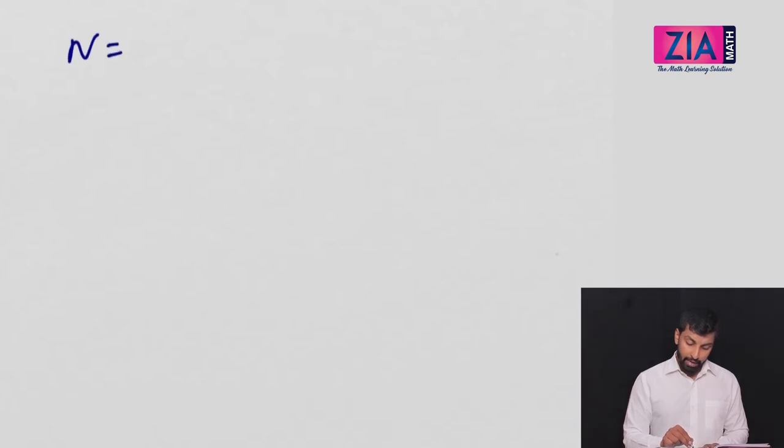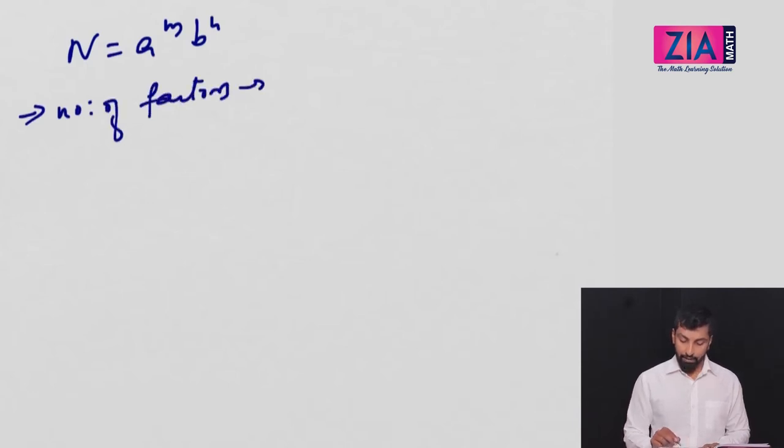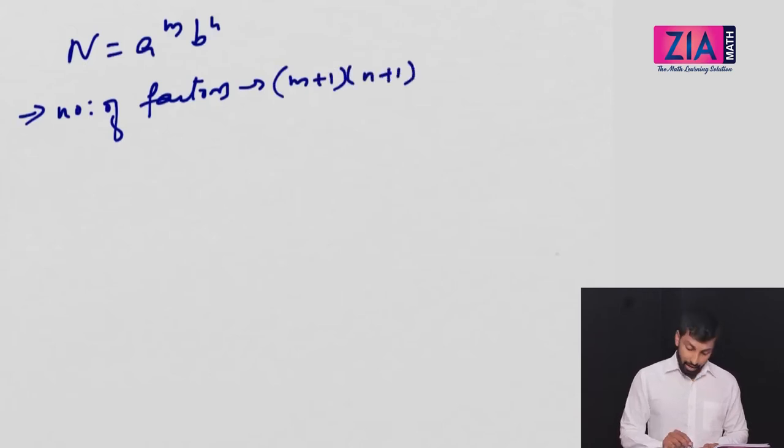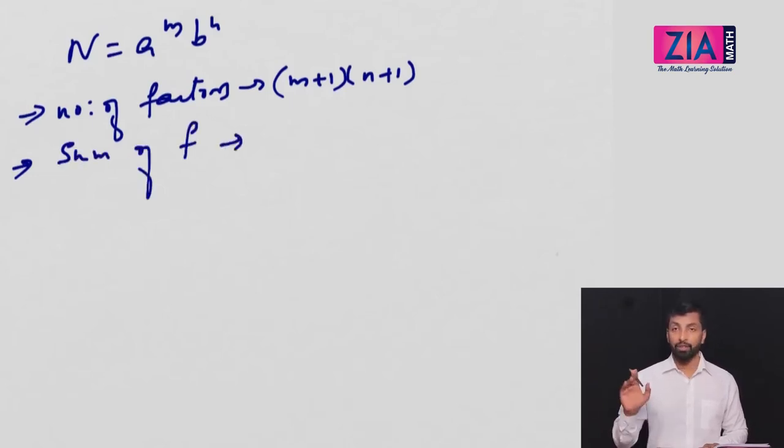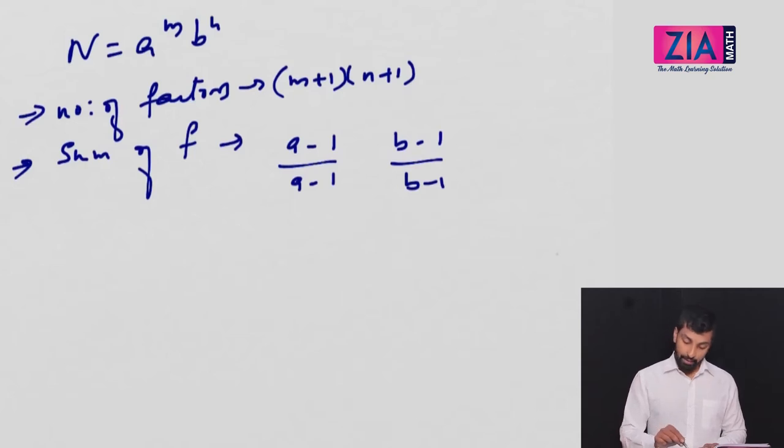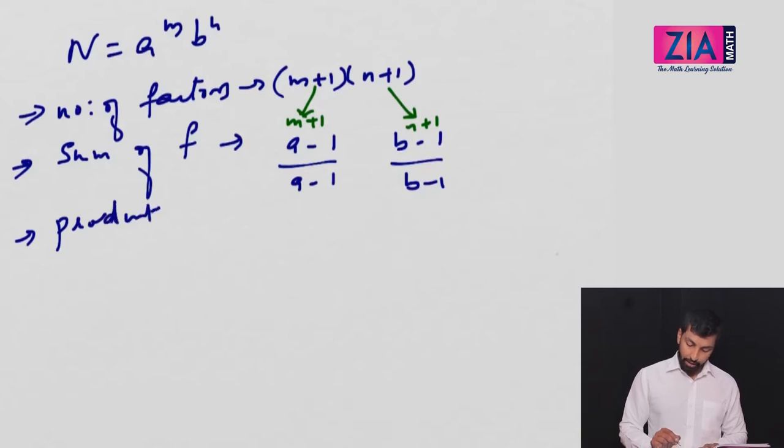If a number can be expressed as a raised to m, b raised to n, you know how to find the number of factors, right? So the number of factors is actually (m plus 1) into (n plus 1). Then we have seen how to find the sum of factors, right? And I have given you the formula for the sum of factors: (a to the power m plus 1 minus 1) by (a minus 1), into (b to the power n plus 1 minus 1) by (b minus 1). That's it.